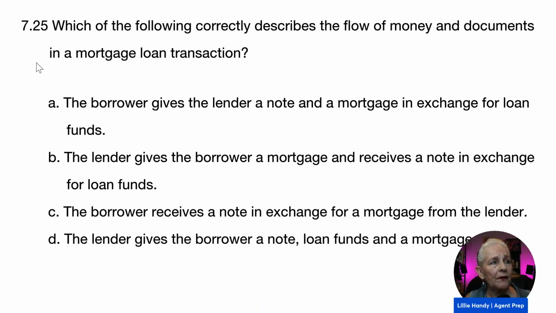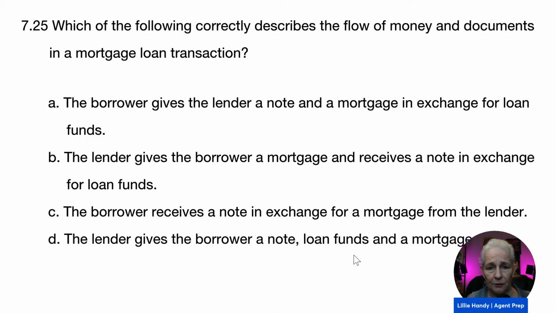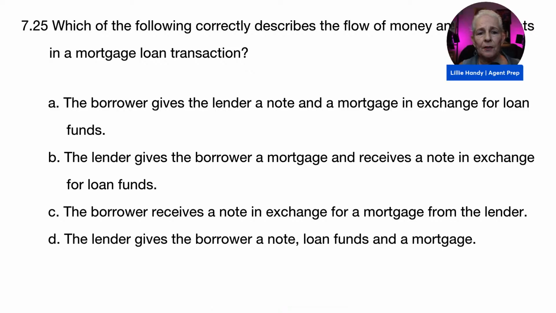Next, number 25. Which of the following correctly describes the flow of money and documents in a mortgage loan transaction? A, the borrower gives the lender a note and a mortgage in exchange for loan funds. B, the lender gives the borrower a mortgage and receives a note in exchange for loan funds. C, the borrower receives a note in exchange for a mortgage loan from the lender. Or D, the lender gives the borrower a note, loan funds, and a mortgage.